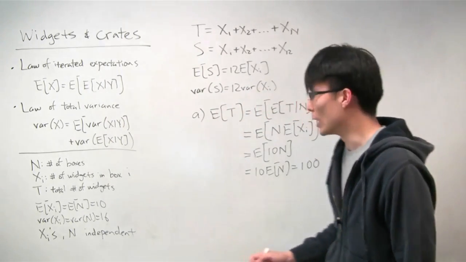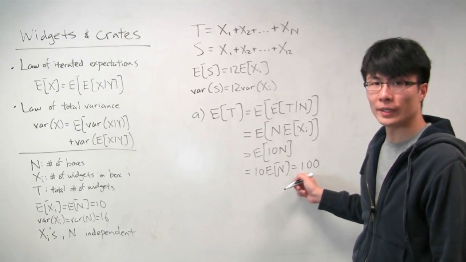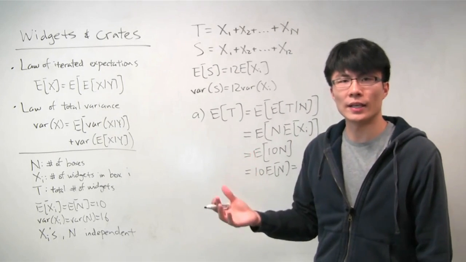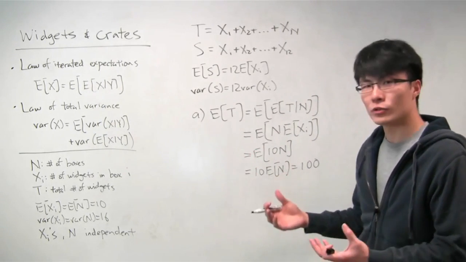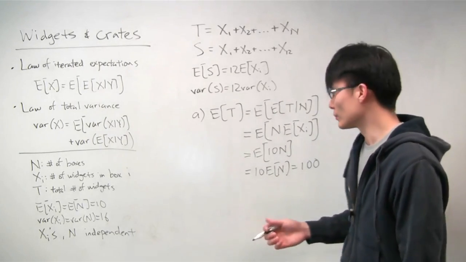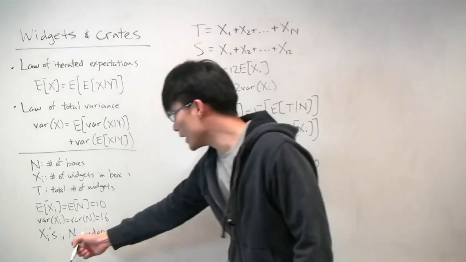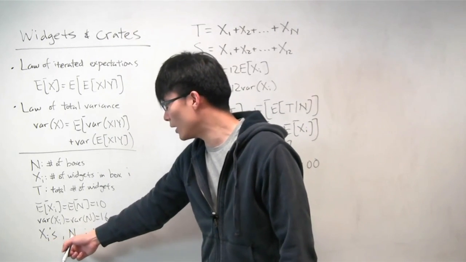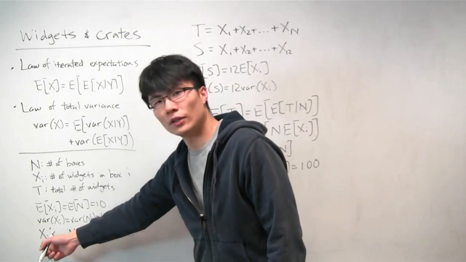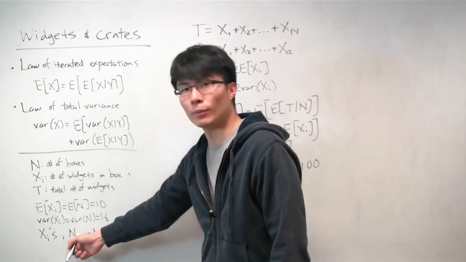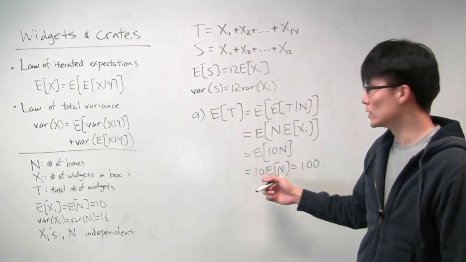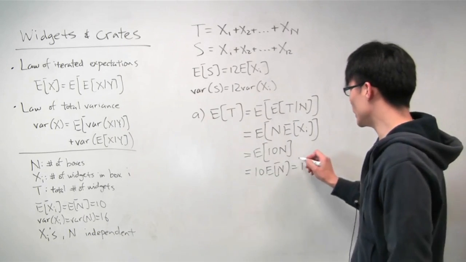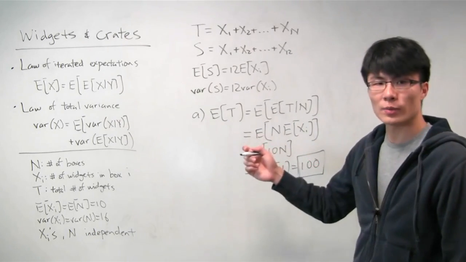on expectation, 10 boxes. So this, again, makes intuitive sense, because we know that on average there are 10 boxes, and on average each box has 10 widgets inside. And so on average we expect that there will be 100 widgets. And the key thing here is that we actually relied on this independence. So if the distribution of the number of widgets in each box varied depending on how many boxes there were, then we wouldn't be able to do this simply.